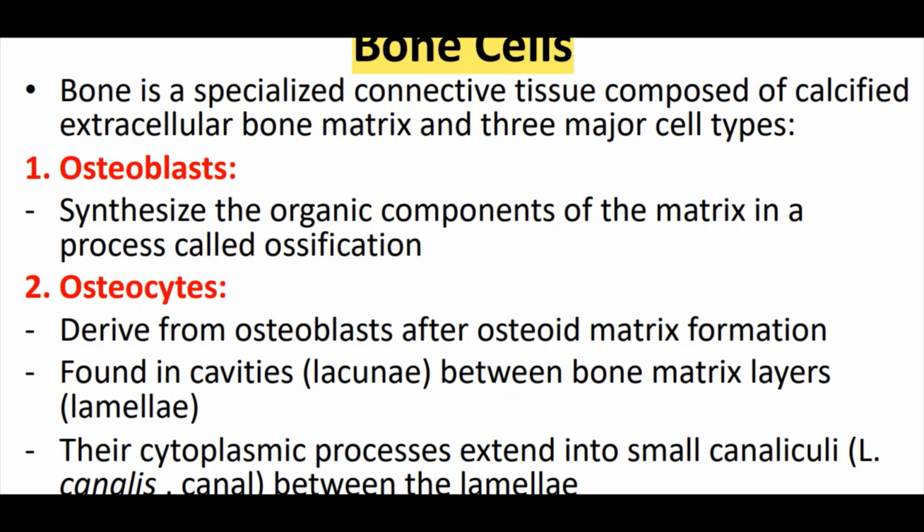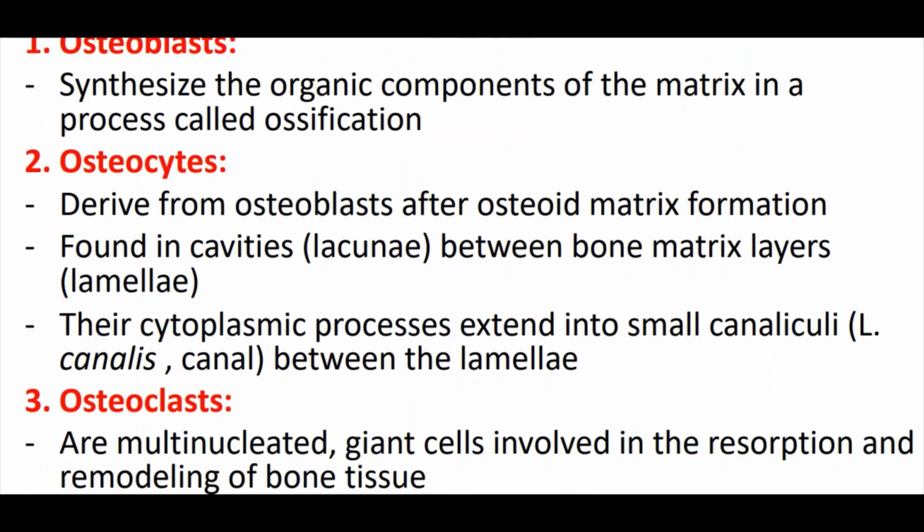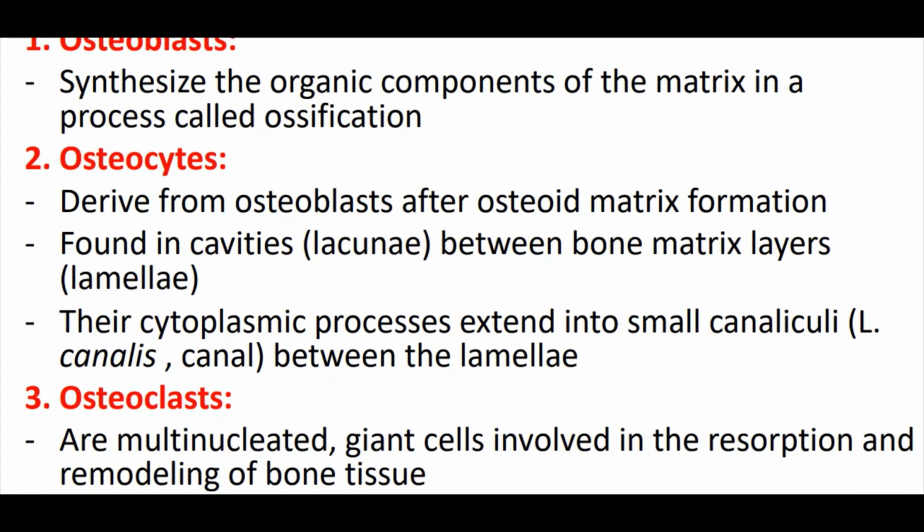Number two, osteocytes. So the osteocytes are derived from the osteoblasts. After the osteoblasts form the osteoid matrix, they mature into osteocytes. So you can say the osteocytes are mature osteoblasts that are found in very small spaces within the bone matrix called lacunae, between the bone matrix layers.